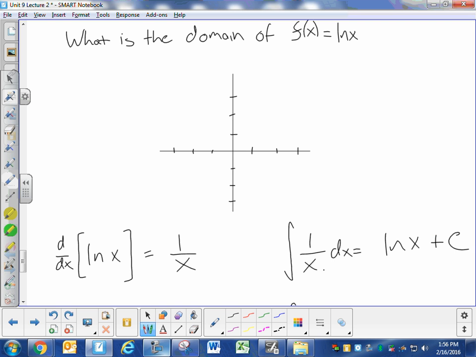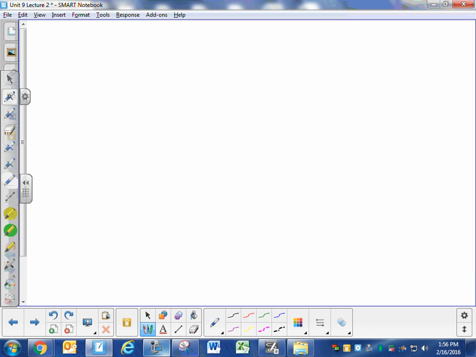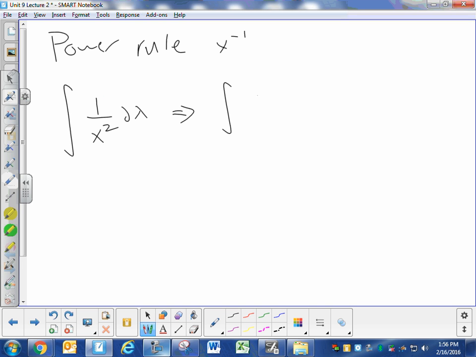This is really interesting. A lot of students really have trouble remembering this and keeping this in their brains. Why? Because whenever we deal with something like that, what do we usually do? We typically rewrite things and we use a power rule. So typically when you see 1 over x squared, you say, all right, we'll rewrite this as x to the negative second, and I can take the antiderivative. That's x to the negative first times negative 1 plus c. Well, watch what happens with the power rule when I have just 1 over x.